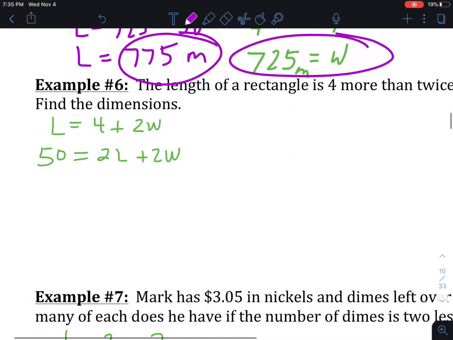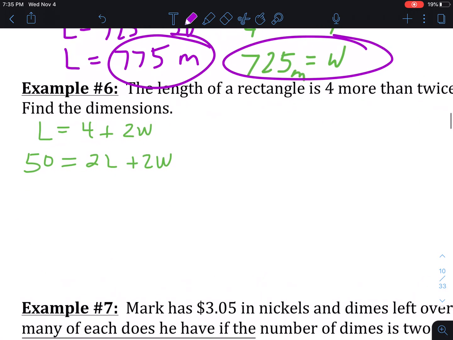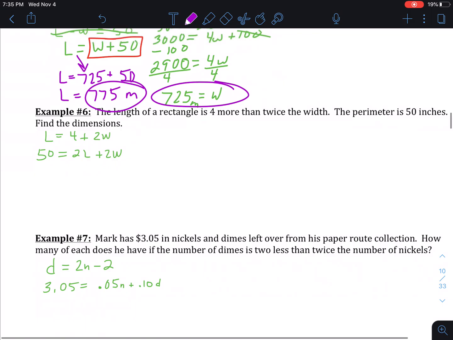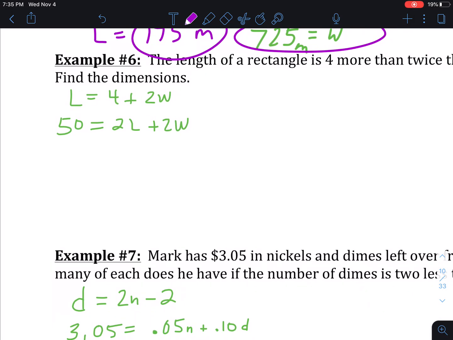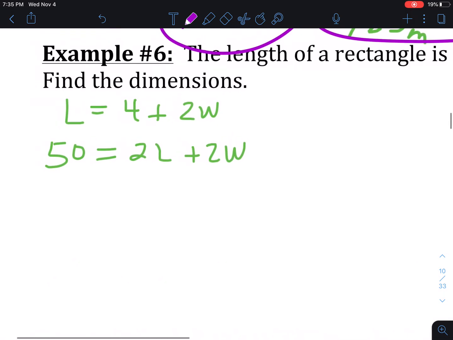Moving on, we have the same type of problem. It tells us the perimeter of a rectangle is 50. Notice the second equation I wrote is the perimeter formula, P equals 2L plus 2W. The other one, by the way, you should pause it and read it before I start talking here. So always read it to yourself. The other one says the length of a rectangle is 4 more than twice the width. So this is really easy.